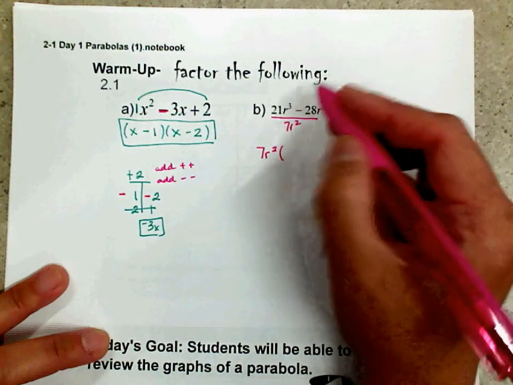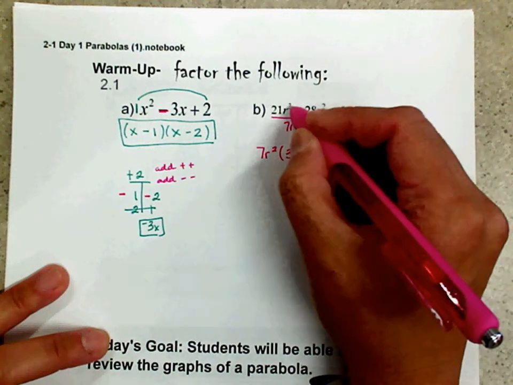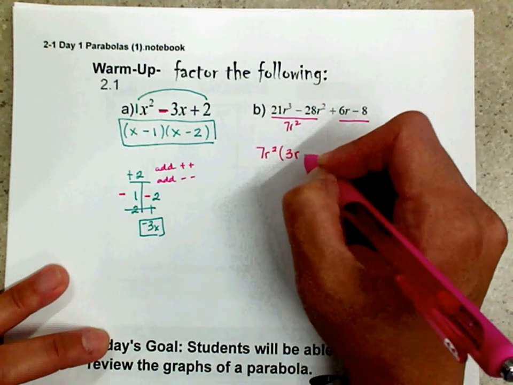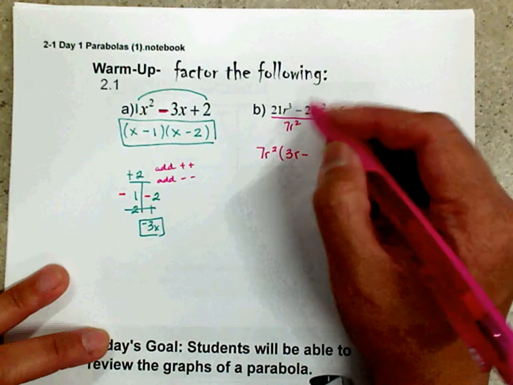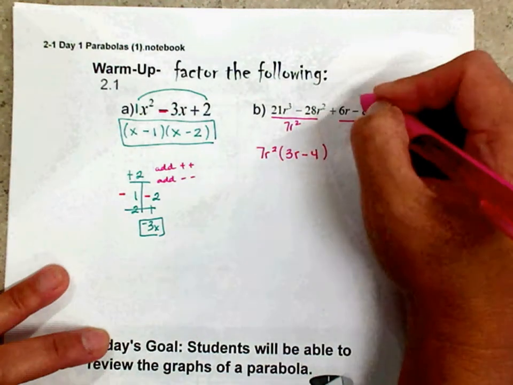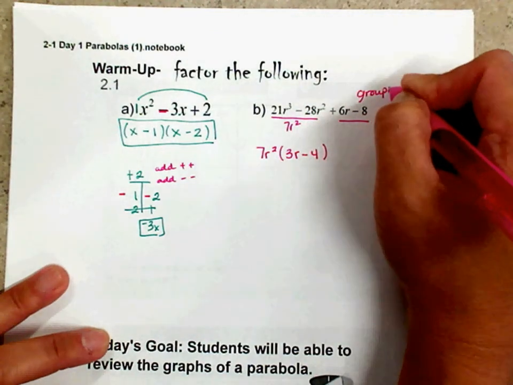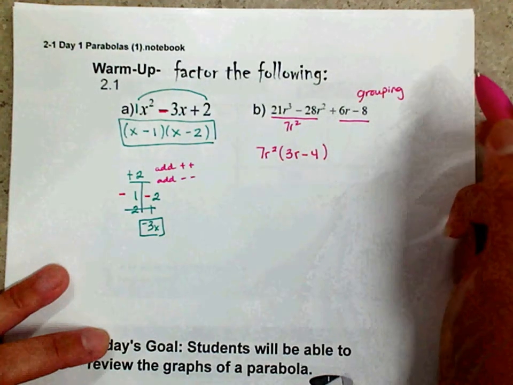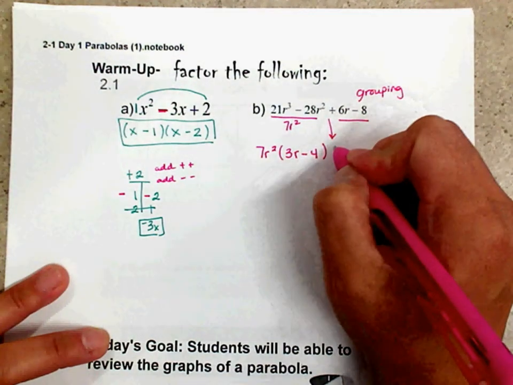21 divided by 7 leaves you 3. R cubed divided by r squared leaves you r. Negative 28 divided by 7 leaves you negative 4. R squared cancel. This method is called grouping. We're going to group stuff together. You see that plus? Keep the sign.